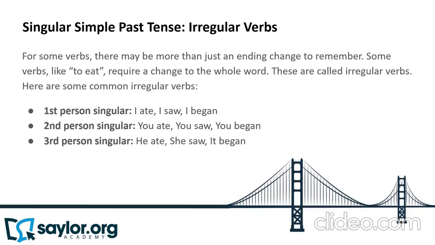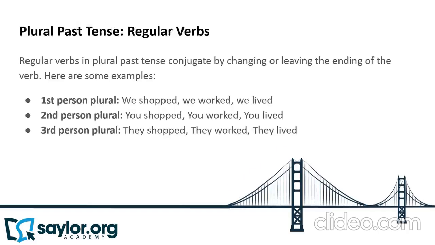First person singular: I ate. I saw. I began. Second person singular: You ate. You saw. You began. Third person singular: He ate. She saw. It began.